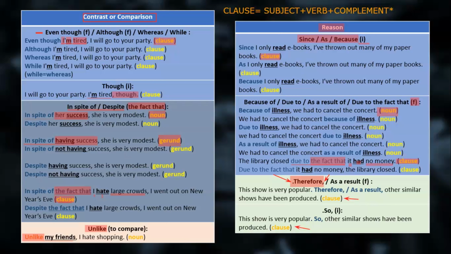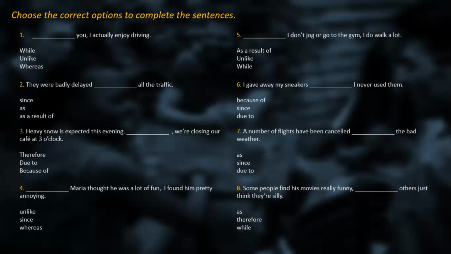Now that we remember this topic, let's try to include it in simple sentences. This one. Number one, we have: you, comma, I actually enjoy driving. And then we have more sentences. We have in total 8 sentences. I need you to tell me what is the best option and if we are expressing contrast or if we are expressing reasons. For example, in number one, what do you believe we're trying to use? Are we trying to contrast or explain a reason?